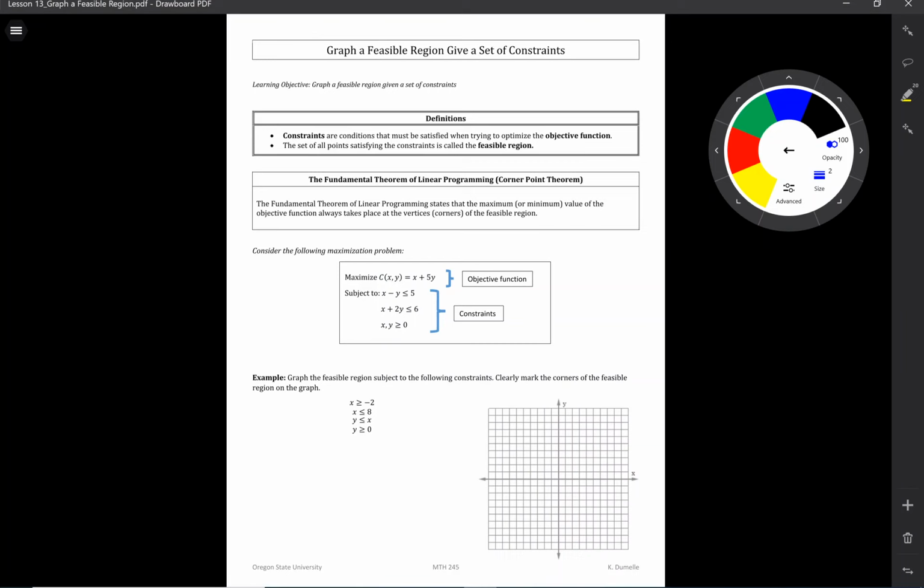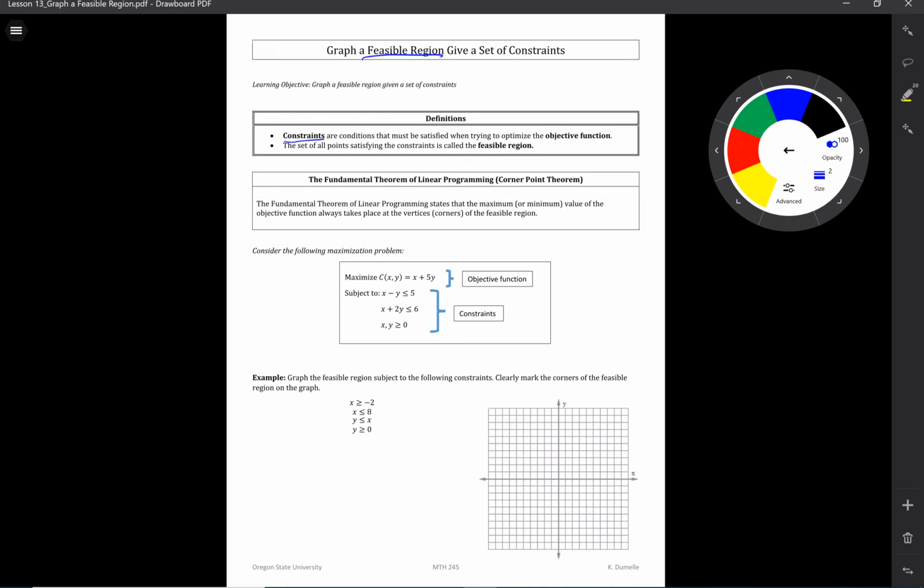This is lesson 13. Last time on Monday we talked about how to graph linear inequalities as well as how to graph linear systems of inequalities. Today we are going to be using those techniques in order to create a feasible region of a function, or functions actually will always have more than one, given a set of constraints. So constraints are conditions that must be satisfied when trying to optimize the objective function.